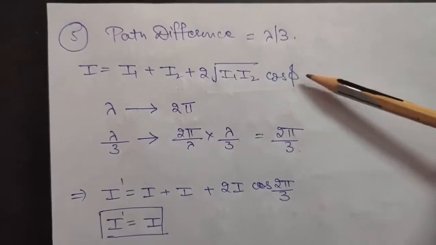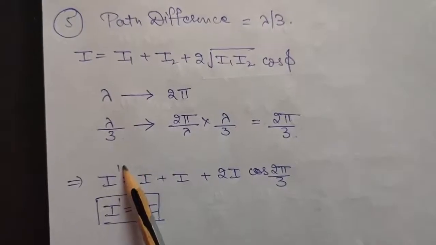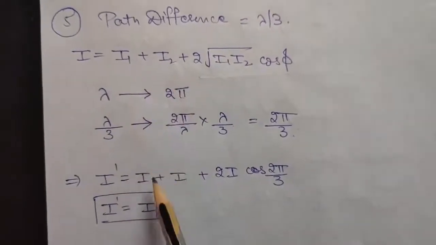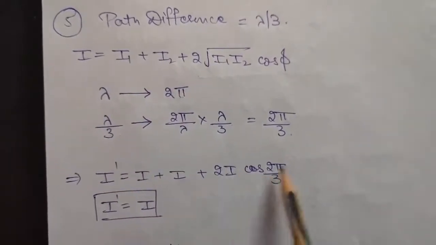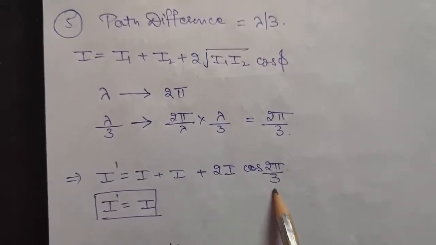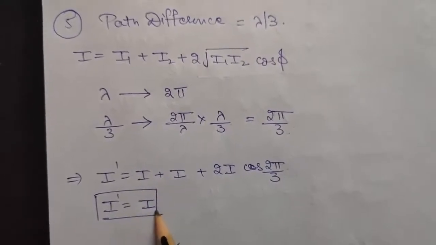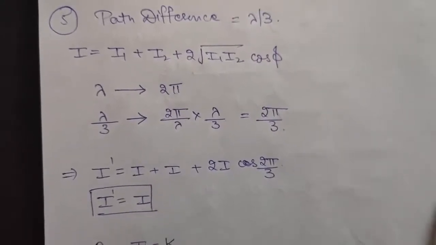So we can put the value of phi to be 2 pi by 3. Let us take the intensity to be I dash and I1 and I2 to be equal to I. So that will be I plus I plus 2I cos 2 pi by 3. Solve it from here, I dash will come to be I only. Okay, so leave it here.